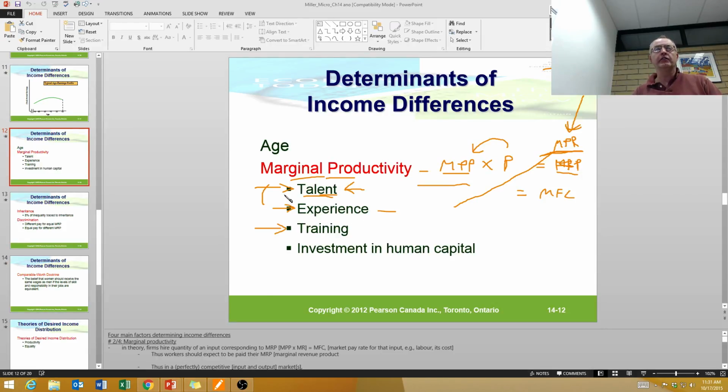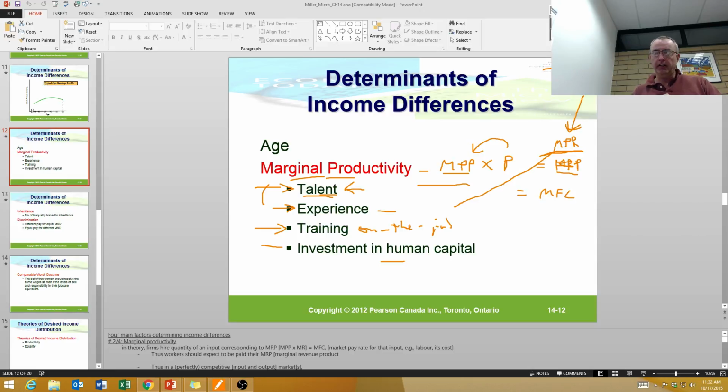Okay, another factor contributing to differences in marginal productivity is training. Training really means a formal version of experience and really equates to on-the-job training. And then the final factor that can contribute to differences in marginal productivity is investments in human capital, otherwise known as formal post-secondary education.